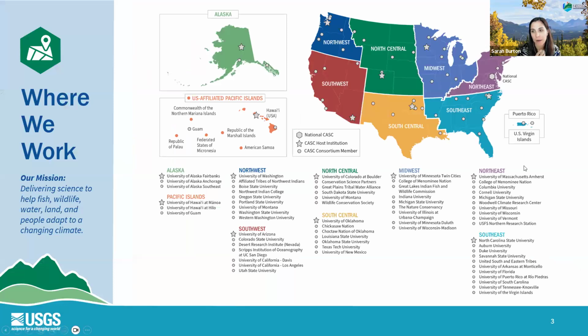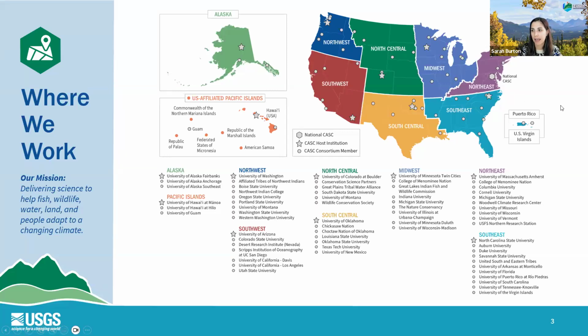To start us all off, I want to introduce the Climate Adaptation Science Center Network to you all. This is a partnership-driven program that teams scientists with natural and cultural resource managers and local communities with the mission of delivering science to help fish, wildlife, water, land, and people adapt to a changing climate. In order to achieve this mission, the network is comprised of 9 regional centers, which are depicted here in the map. Each of these different colors is a different regional center. And then we have our national center, which is in Western Virginia, in DC.